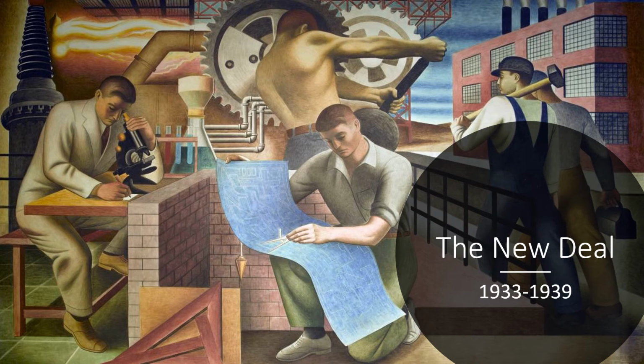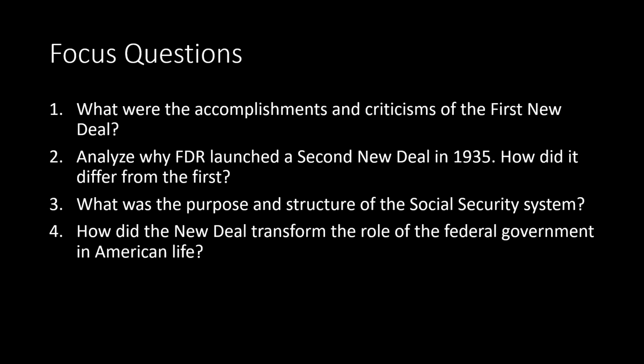The New Deal, 1933 through 1939. At the end of the study of this unit, the American history student should have an understanding of the following. One, what were the accomplishments and criticisms of the first New Deal? Two, analyze why FDR launched his second New Deal in 1935. How did it differ from the first?